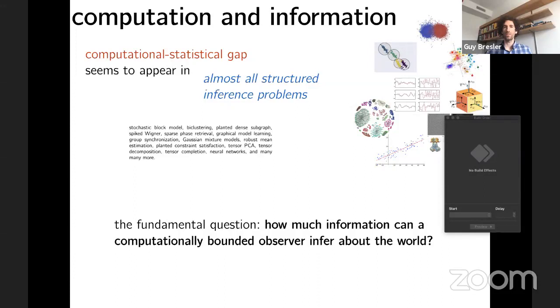And this is in stark contrast to the central way of studying these problems in mathematical statistics for the last 120 years, which is just about how much data do I need, not how much data do I need for an efficient algorithm to solve the problem.